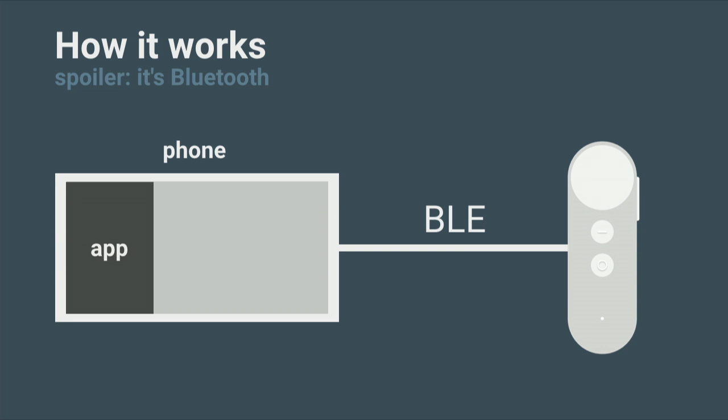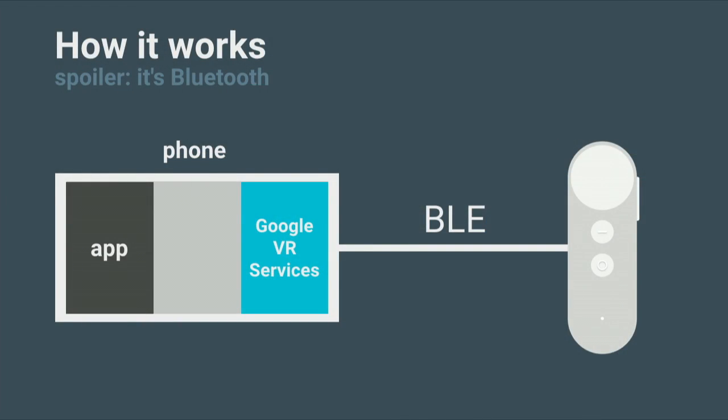Now, if you're not exactly the type of developer who wakes up every morning thinking, yay, let's write some low-level Bluetooth code, don't worry, you won't actually have to. Google VR Services is a layer on the system that talks Bluetooth directly to the controller so that your app doesn't have to. Instead, your app interacts directly with the Google VR SDK. And the Google VR SDK does all the hard work of actually communicating to Google VR Services and ultimately to the controller.